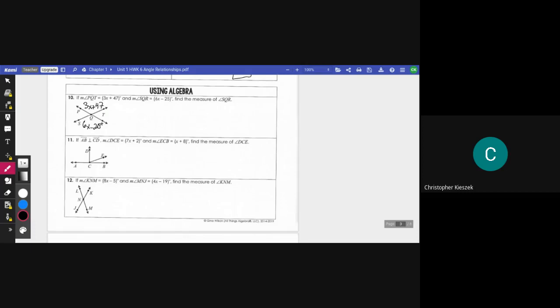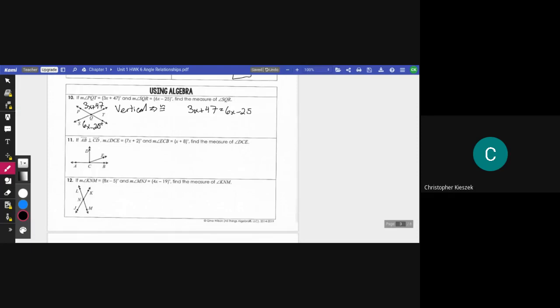Okay, and they want to find SQR. So what do we know about these two angles? What's given to us? They are vertical angles. So therefore, that means that they are what? Congruent. So what do we do with the two expressions? We set them equal to each other. So 3x plus 47 equals 6x minus 25.